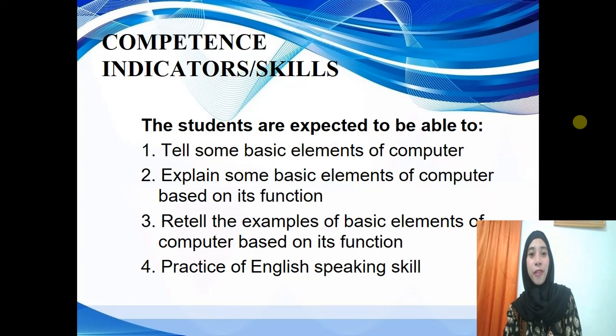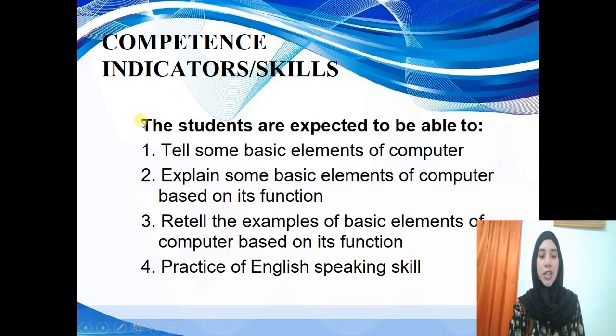Well, firstly, as usual, before I start to explain the material, I would like to tell the goals of learning as the competence indicators or skills. There are 4 goals of learning. The first goal: the students are expected to be able to tell some basic elements of computer. The second goal: the students are expected to be able to explain some basic elements of computer based on its function.